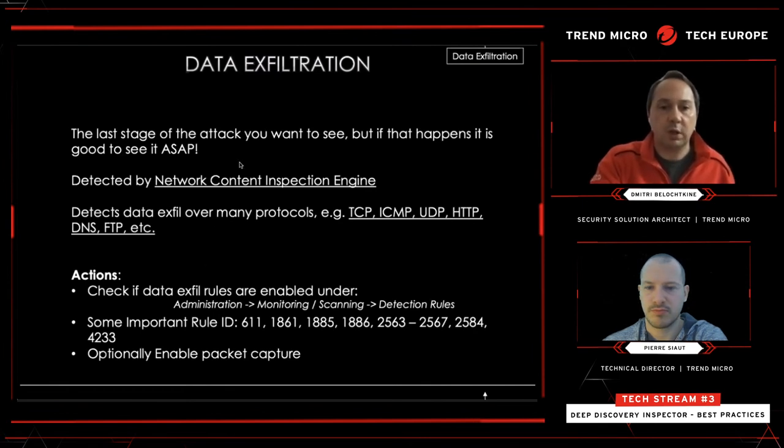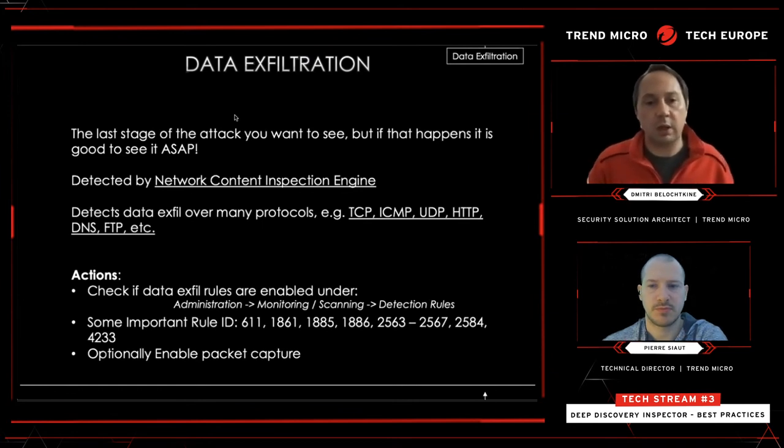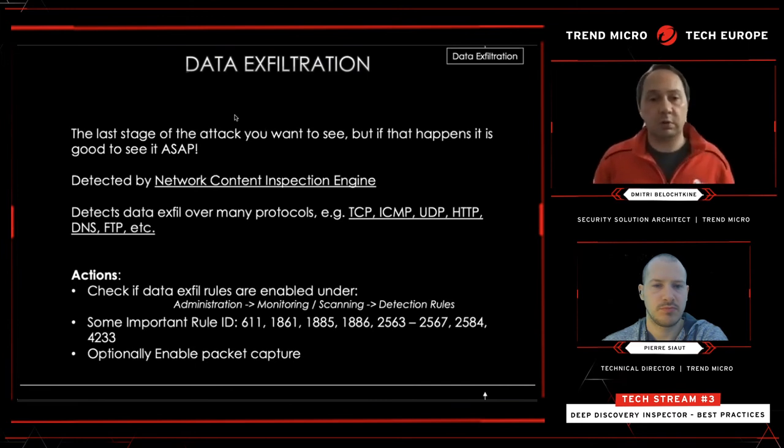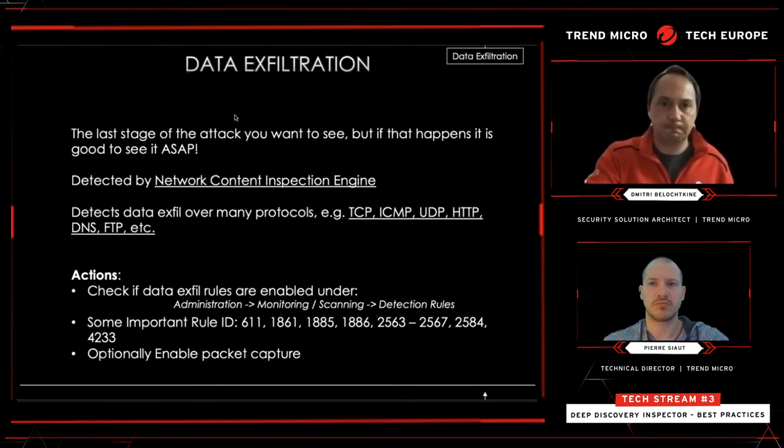And optionally, you can also enable packet capture for them, right? Because not all the rules are file-centric. In file-centric rules, you can download a file from the detection, but some of them, based on DNS exfiltration or ICMP exfiltration, will not have files. So you would need to have packet capture enabled in order to see what kind of data was leaking. Okay.